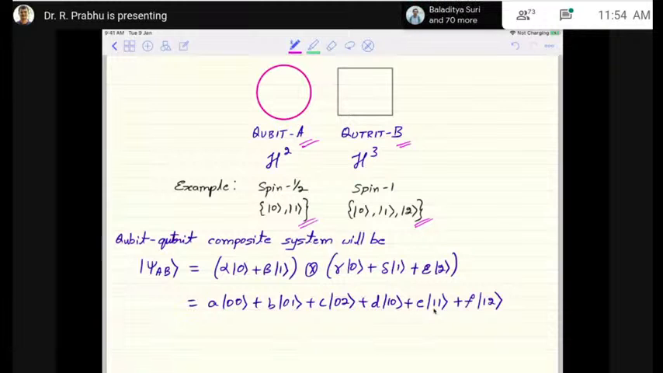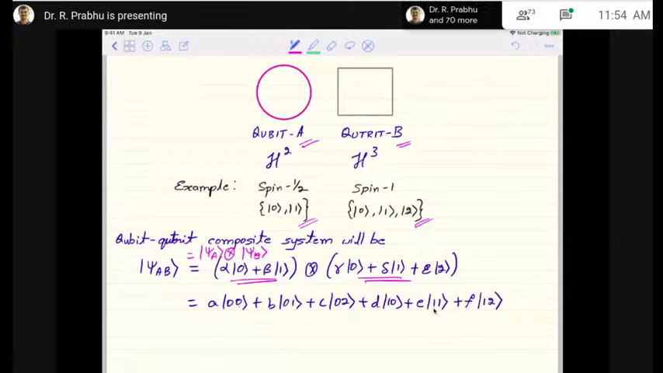To write the composite system, it is exactly the same. You have psi A, psi B, which is nothing but psi A tensor product psi B. Now you write psi A and psi B individually, and then start writing this out: alpha, beta, gamma, replace with some coefficients, kets 00, 01, 02, and then 10, 11, and then 12.